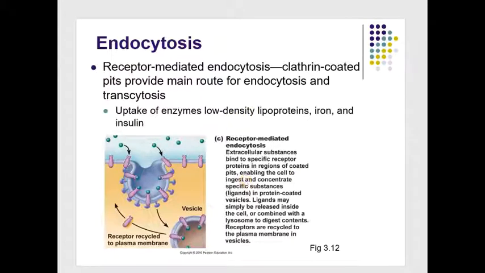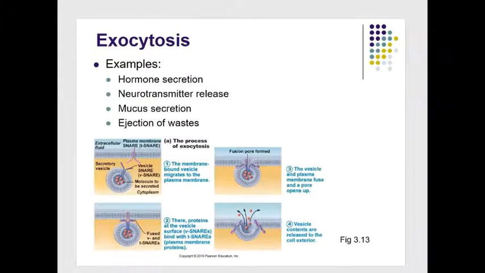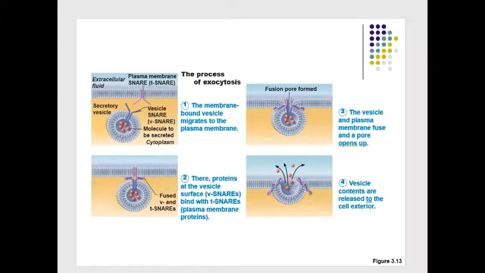Here's just another review on exocytosis. So this is how we get hormones secreted out of our cells. We don't want that hormone floating around the cytoplasm, so when the hormone's created, it's going to be packaged and released through exocytosis. Just another graphic there.